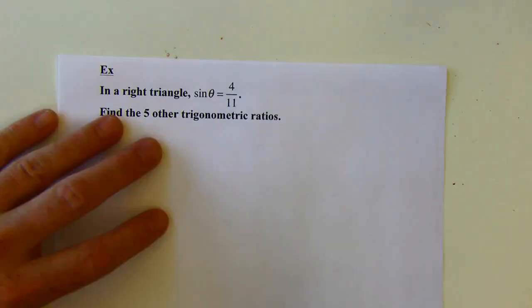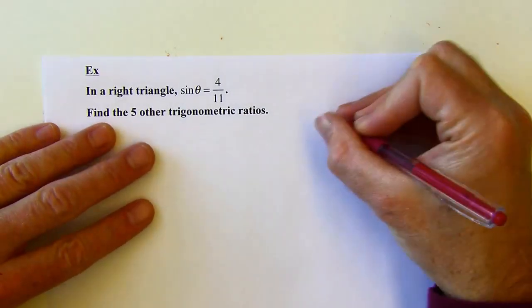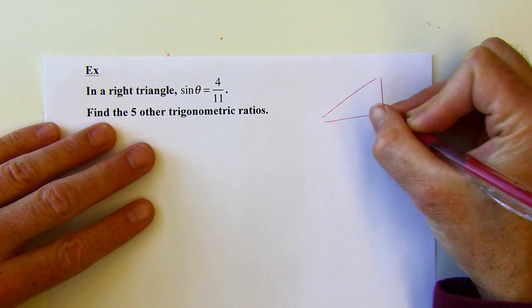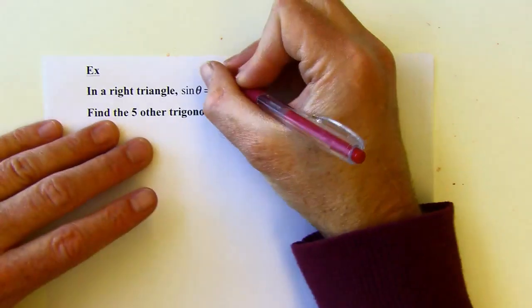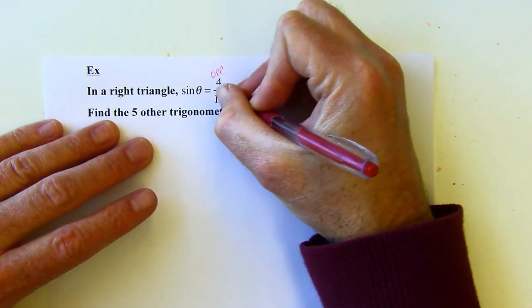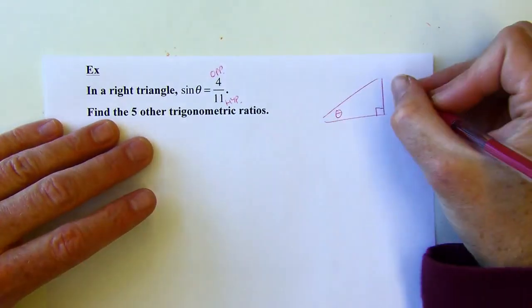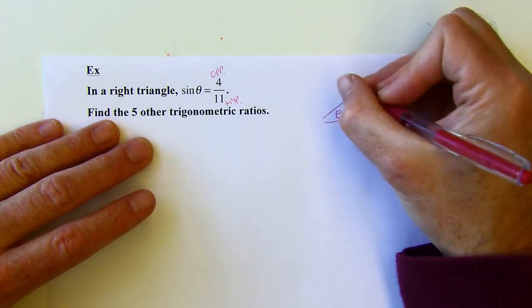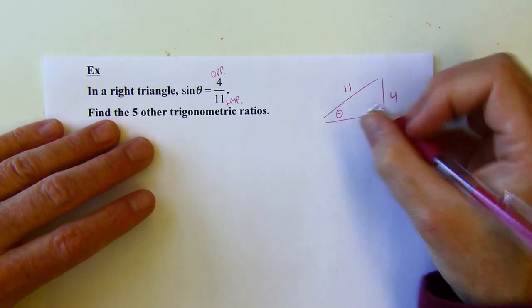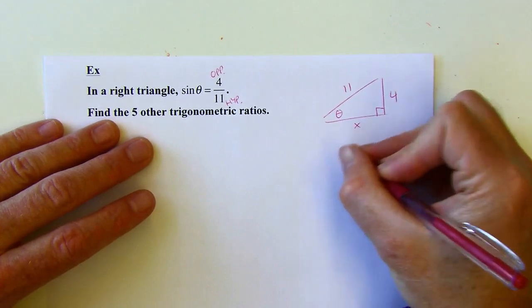So we're given sine again. I'm going to draw myself a little triangle here. I'm going to put theta right there. We've got opposite over hypotenuse. So opposite here would be 4 right there, and hypotenuse goes right there. There's my 11. Let's find this last side.